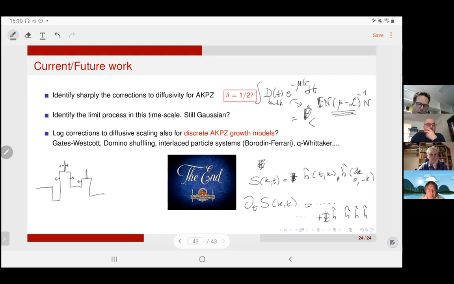So this is the so-called PNG, polynuclear growth model, and you can imagine a two-dimensional generalization of this, where you have infinitely many of these lines, which you can see as level lines of an interface. Each of them follows a PNG, except that these lines cannot intersect. I'm being a bit rough, but this model has a name. It's called the Gates-Westcott model, and there are strong indications that it belongs to the same universality class as the AKPZ equation.